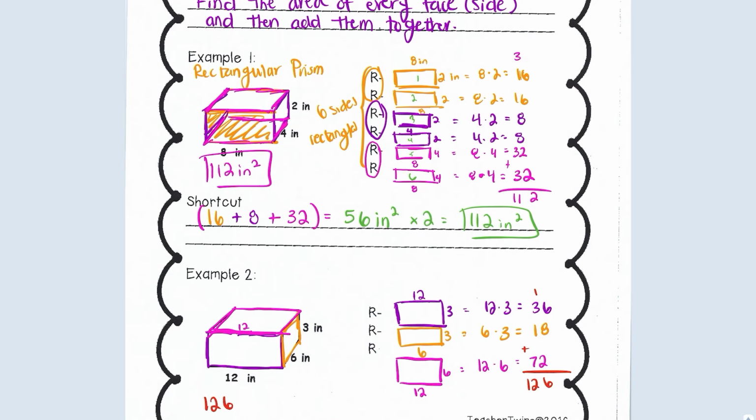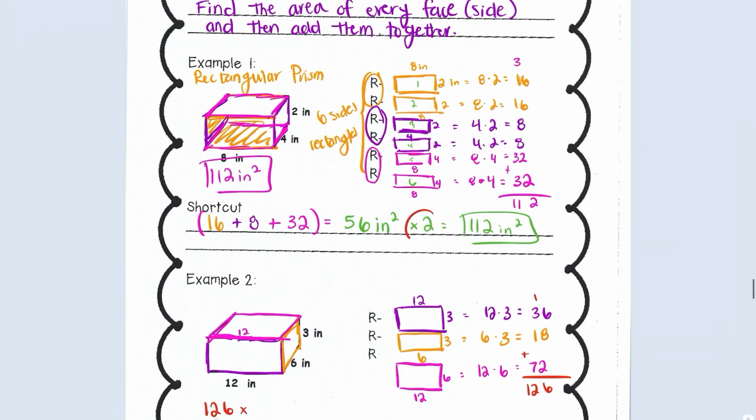So our very last step, because we're using our shortcut, remember, we need to remember that there are 2 of each of these faces, or 2 of each of these sides. So we have to multiply by 2 here. So 126, when we multiply that by 2, 2 times 6 is 12, 2 times 2 is 4, plus 1 is 5, and then 2 times 1 is 2. So our final answer here is 252 square inches for the surface area.